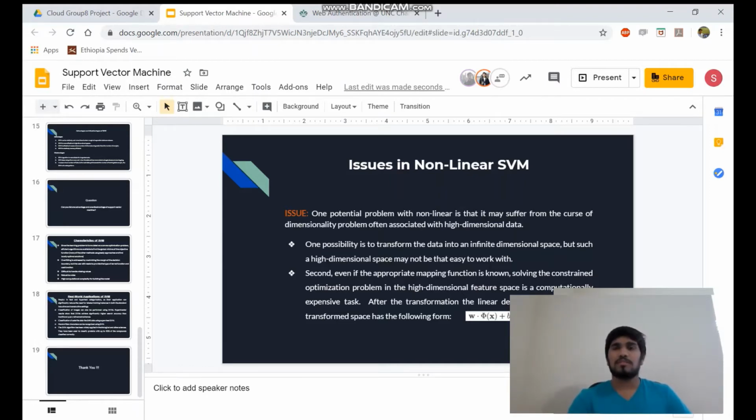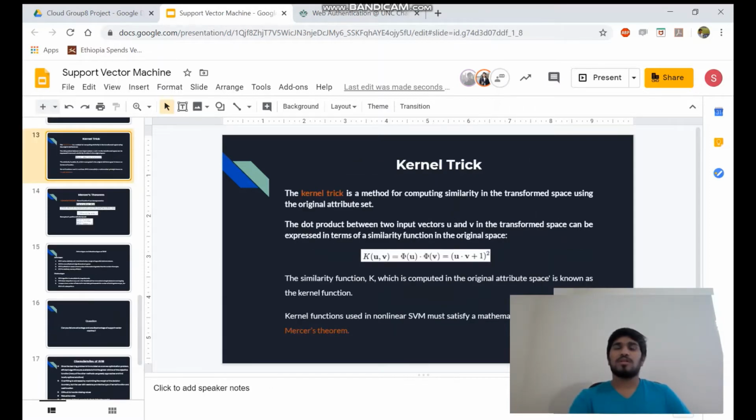To solve this problem, we use the kernel trick. The kernel trick is a method for computing similarity in transformed space using the original attribute set. The dot product between two vectors in transformed space can be expressed in terms of a similarity function in the original space. The similarity function is known as the kernel function.